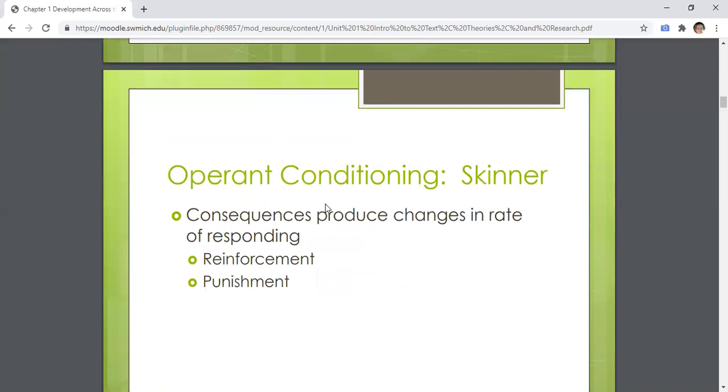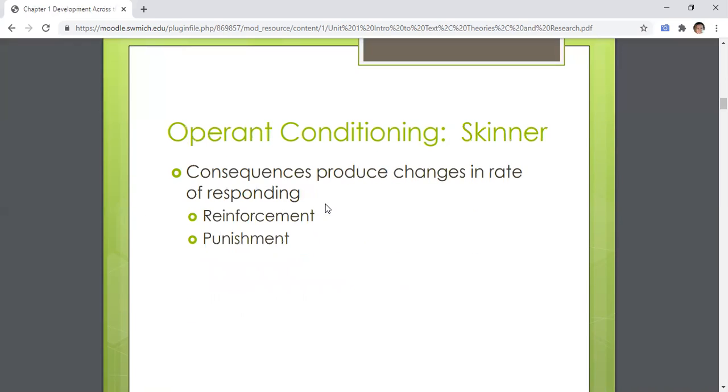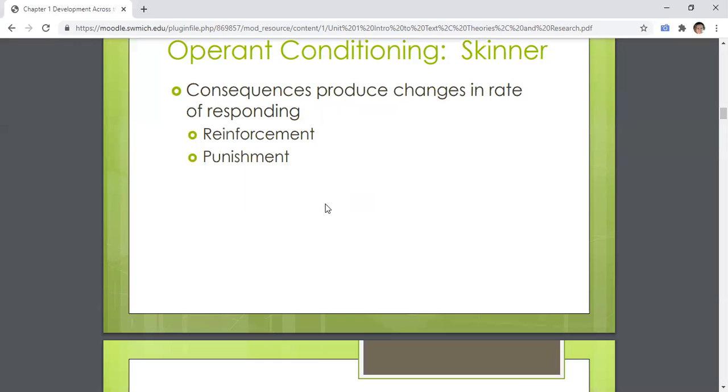Then the other conditioning that we know of is operant conditioning. Skinner took Watson's initial theories and came up with the theory of operant conditioning, in which you see consequences impacting the rate of behavior. So a reinforcement would increase the rate of that behavior and punishment would decrease the rate of that behavior.